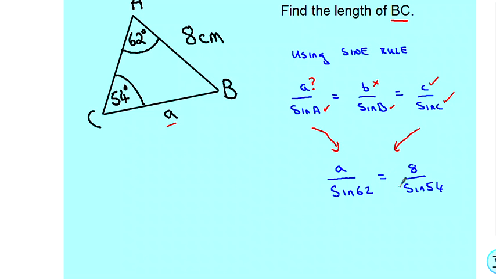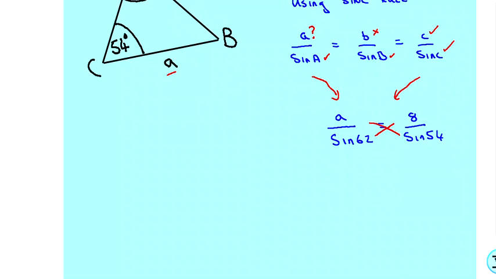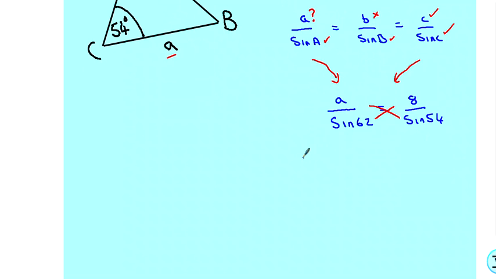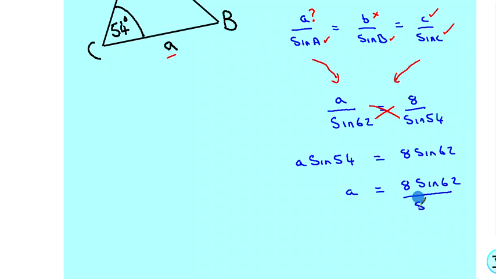Now hopefully you'll remember there's a wee technique called cross multiplying, and what that means, we can do a times sine 54. It's a wee bit like the working in similarity. a sine 54 equals 8 sine 62. So what does a equal? It equals 8 sine 62 divided by the sine of 54. Calculator time.